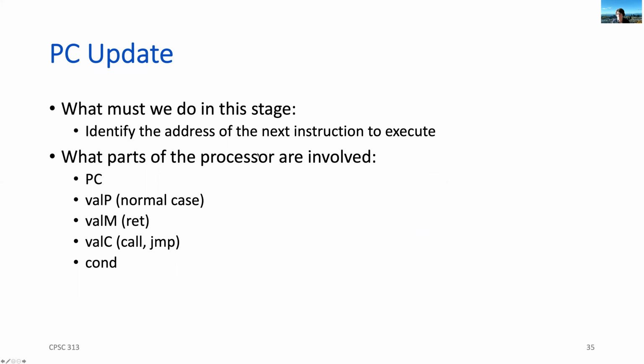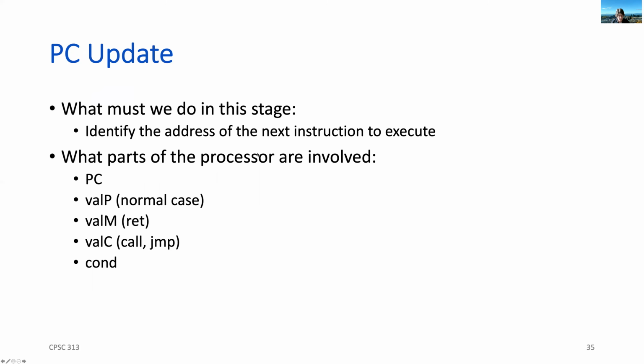Our last stage is PC update. So we've done everything we need to do for an instruction, and now we need to figure out the address of the next instruction. So we're going to use the program counter, but we're also going to use val-p, which is what we think we're usually going to execute next. But sometimes, like in return, we're going to get an address from memory. Sometimes, basically call and jump, the address might be in the instruction, and we have to deal with those pesky condition codes.